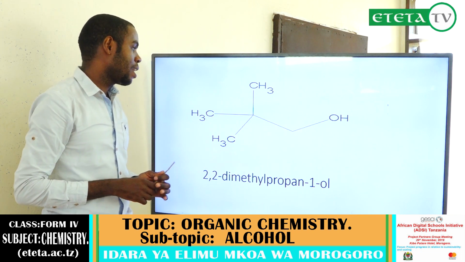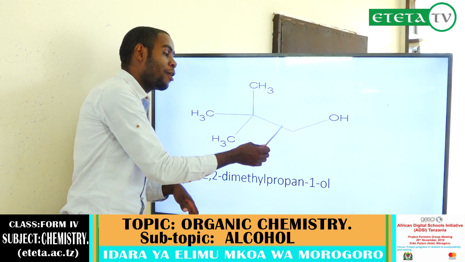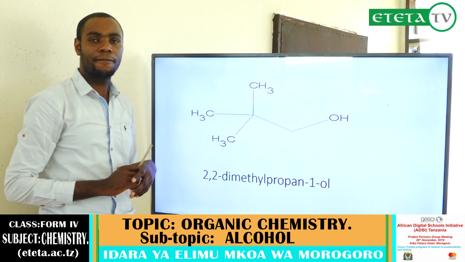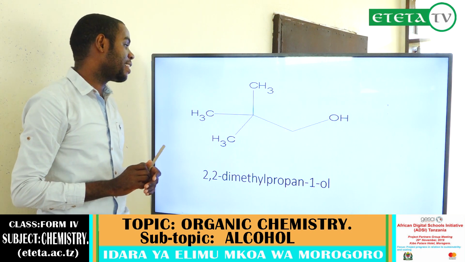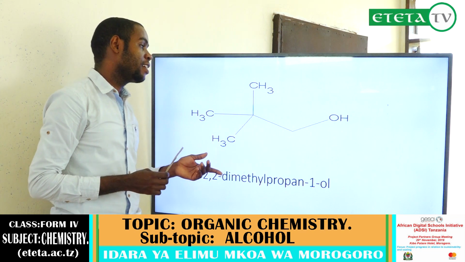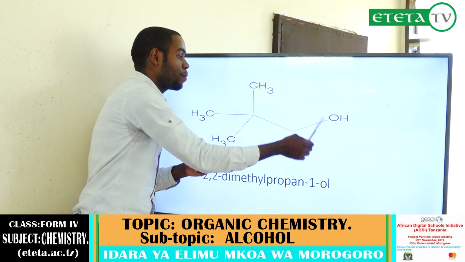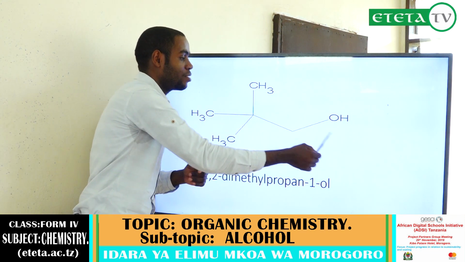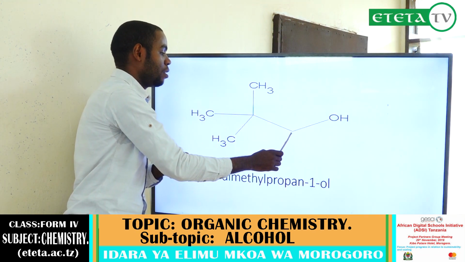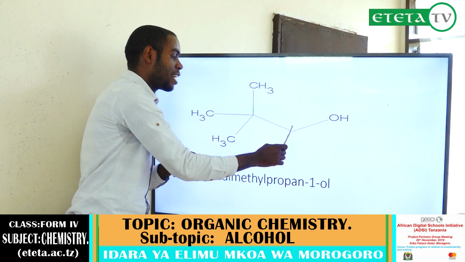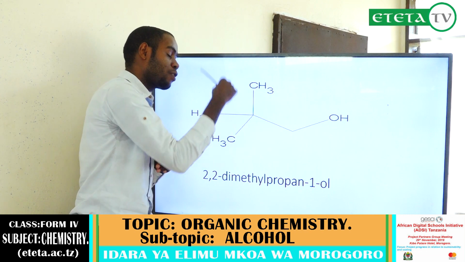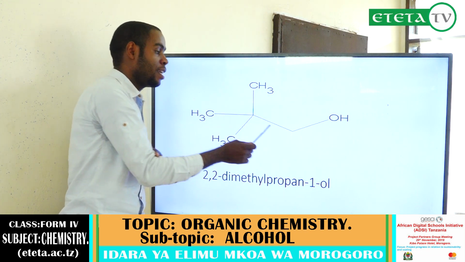Now, after identifying the longest chain, let us say our longest chain is 1, 2, 3. After that is to number, and numbering starts from the end nearest the OH group. The OH group is on this carbon here, the first carbon. So numbering will start from right to left and not left to right: 1, 2, 3.